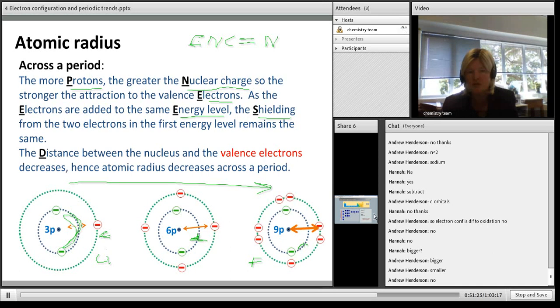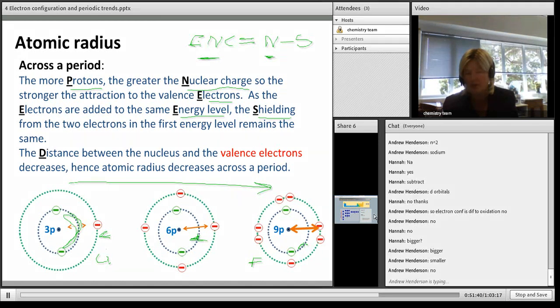So if you like, a formula: your effective nuclear charge is equal to your nuclear charge subtract your shielding. So the more shielding, the smaller your effective nuclear charge. The more your nuclear charge, the more your effective nuclear charge. Does that make sense?